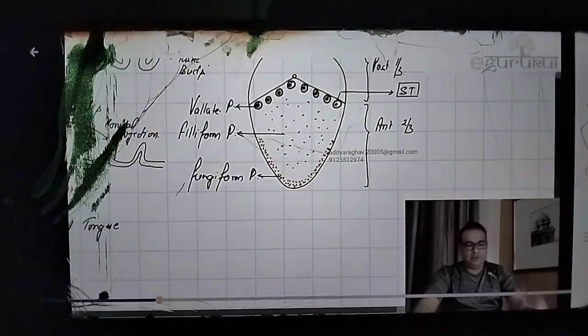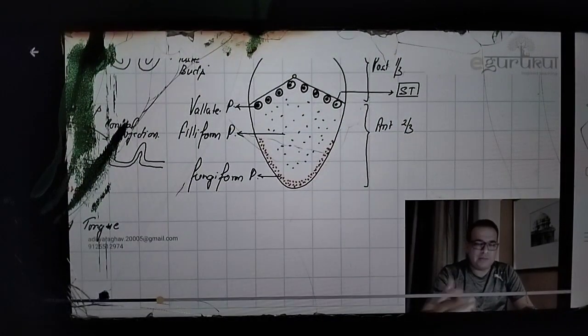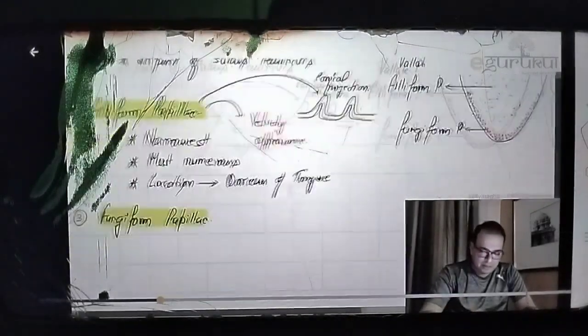They're present at the tip and on the margin of the tongue. And I would say they are the second largest, after circumvallate papillae. They can also go up to 1 millimeter in size. Let me just write down these points for you.